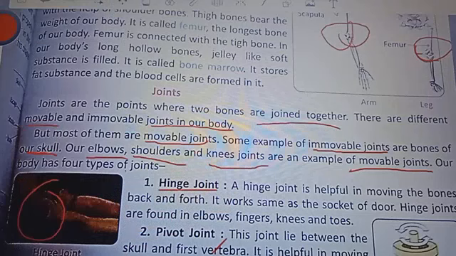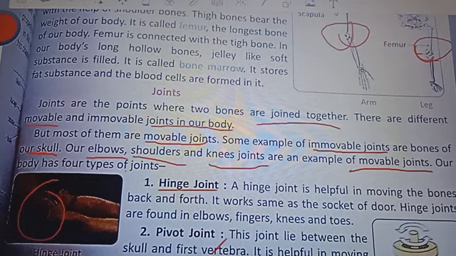So the hinge joint is helpful for moving the bone back and forth, meaning front and back. It works the same as the hinge of a door. You have seen a door, right? A door can be opened and closed. In the same way, a hinge joint allows movement back and forth.